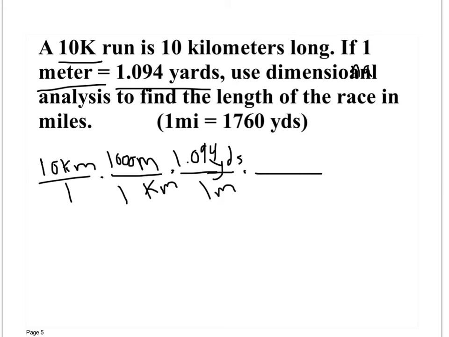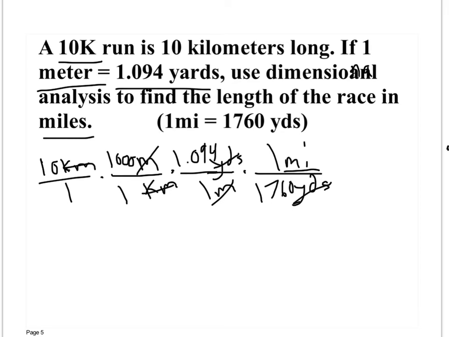So the next thing I do is I convert yards to miles. So yards goes on bottom to cancel out with the one on top. And then we've got 1 mile on top here. There are 1760 yards in a mile. What I do is I go through and cancel out everything that I can. Kilometers cancels out with kilometers. Meters cancels out with meters. Yards cancel out with yards. What's the only unit I have left? Mile. Is that what I was going to? Yes. So now I can carry out my operation.